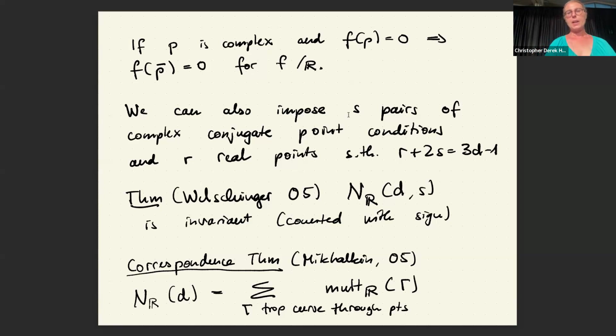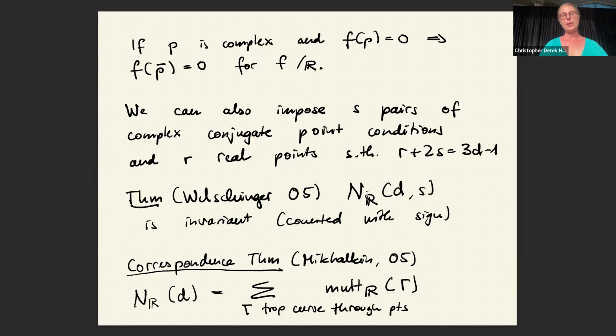So let's fix S pairs of complex conjugate point conditions and R real point conditions, such that the dimension count has to be satisfied again. So R plus 2S has to be equal to 3D minus 1. And then Welschinger also told us that the corresponding number N_R of D that counts now the degree D rational real curves that satisfy those point conditions with the sign, the same sign we talked about before, the (-1) to the number of solitary nodes, is also an invariant. That was also shown by Welschinger.